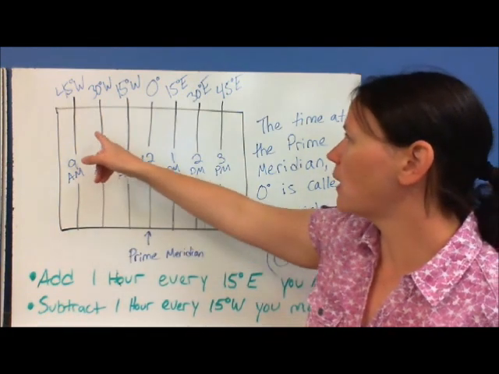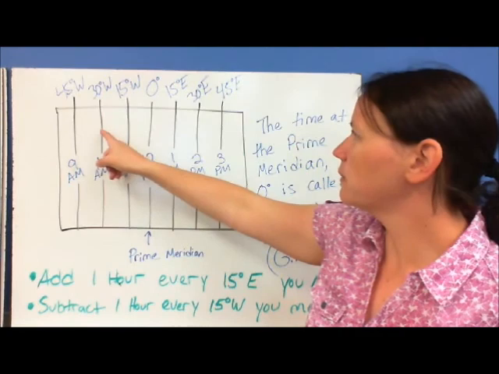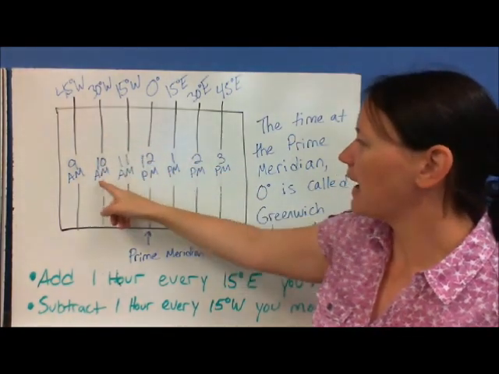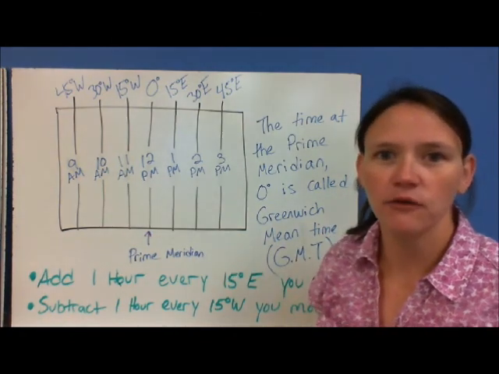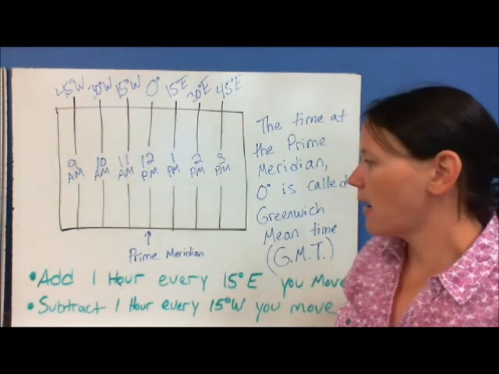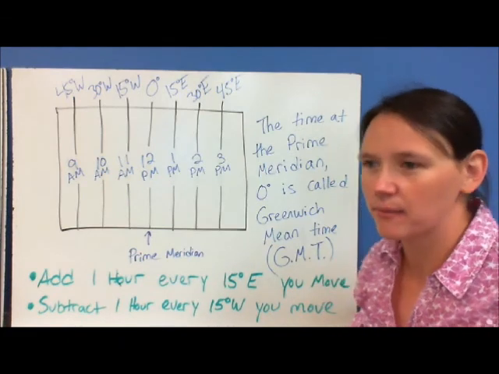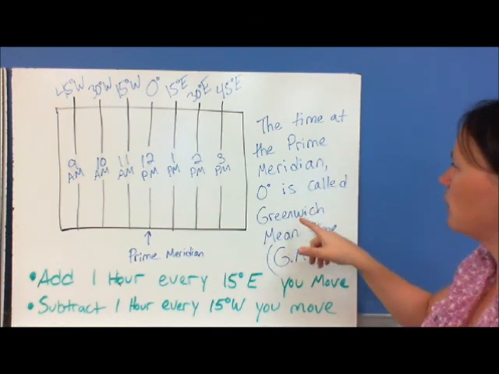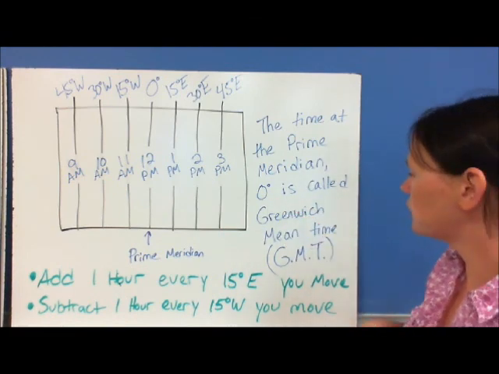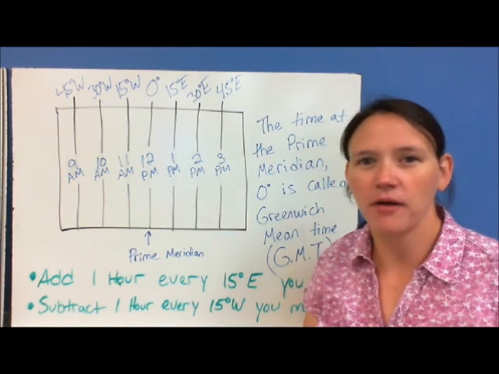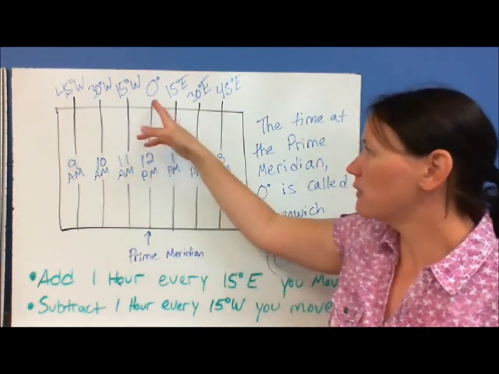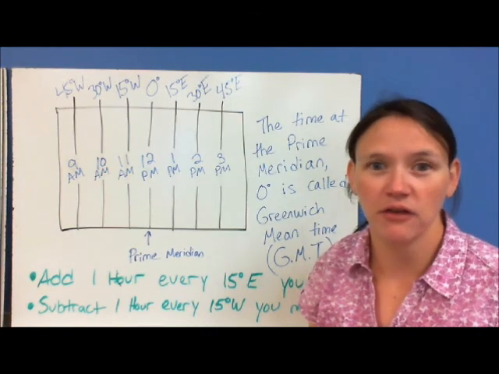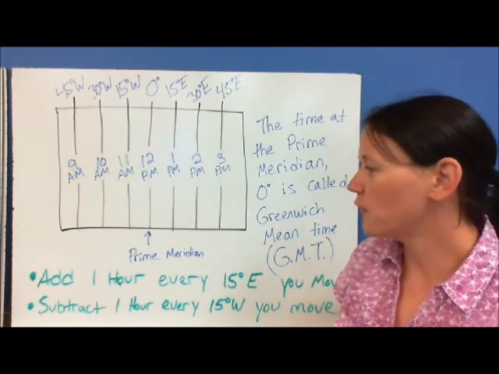So it wouldn't even matter if you were at 30 degrees west. If you're going to move 15 degrees towards the east, this direction, you're going to add that hour. So we'll be practicing this in class, but you definitely need to copy this diagram down so that you can understand how that works. And again, the time at the prime meridian, or 0 degrees, is called Greenwich Mean Time, and I think I said before it's called that because the prime meridian actually cuts straight down through a village in England called Greenwich, England. So that's kind of the basis for the time.